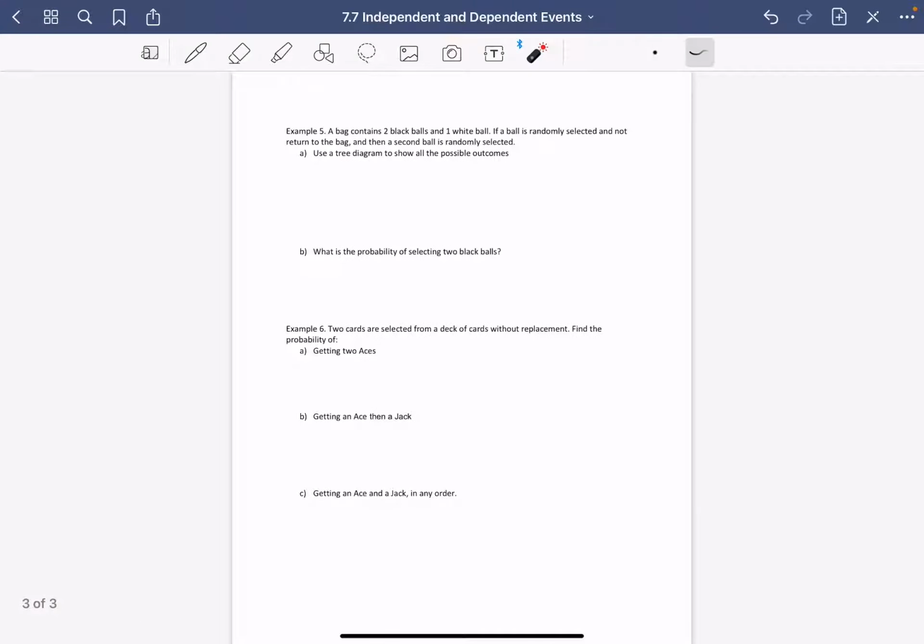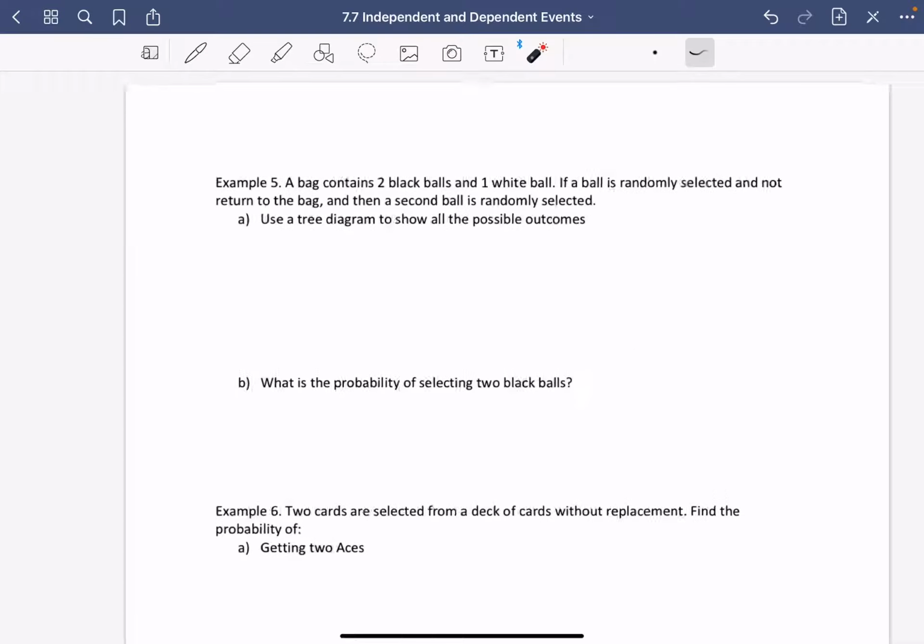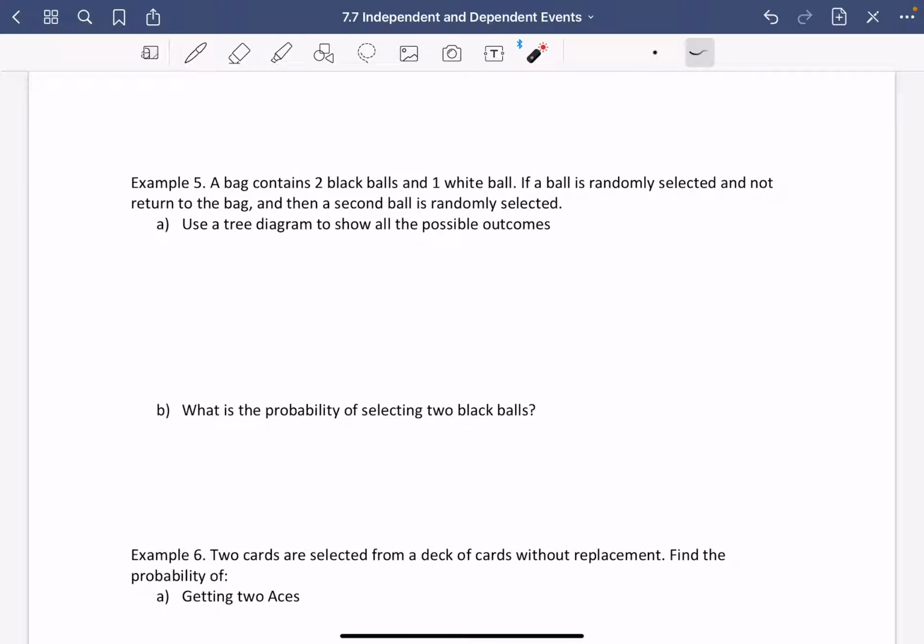Okay, last page. Example number 5. It says a bag contains 2 black balls and 1 white ball. If a ball is randomly selected and not returned to the bag, not returned to the bag. What does that mean? Well, it says randomly selected, not returned to the bag, and then the second ball is randomly selected. So would this event be dependent or independent?